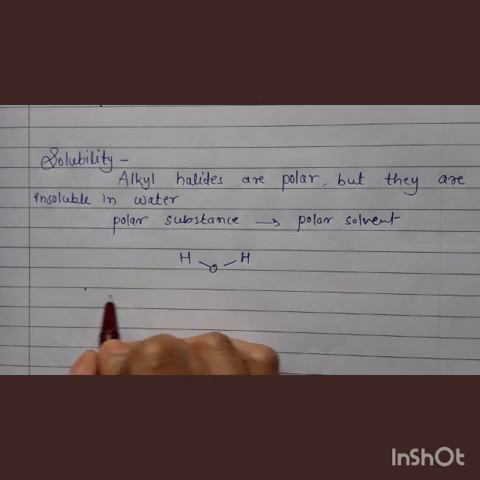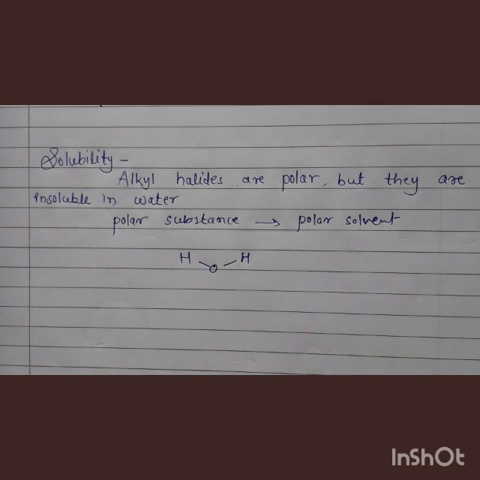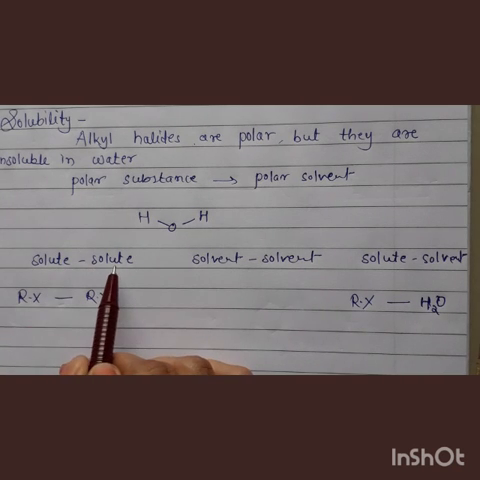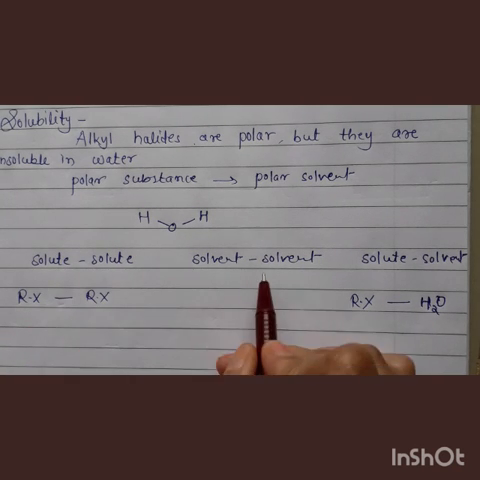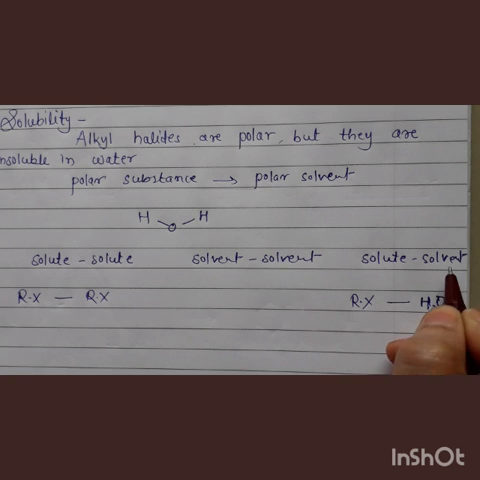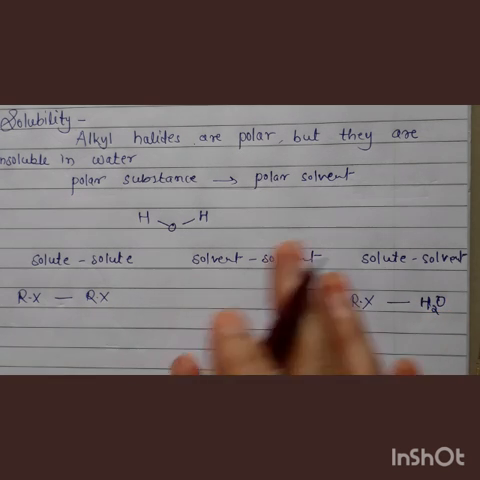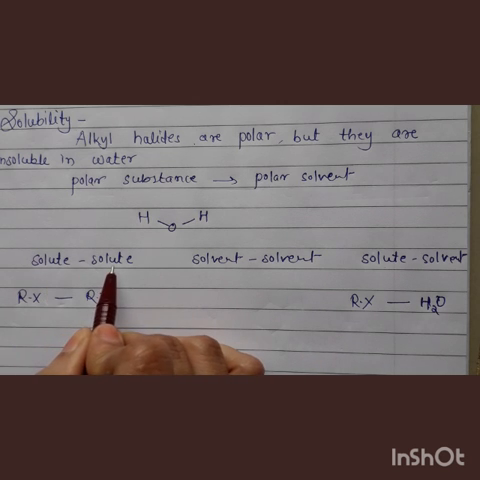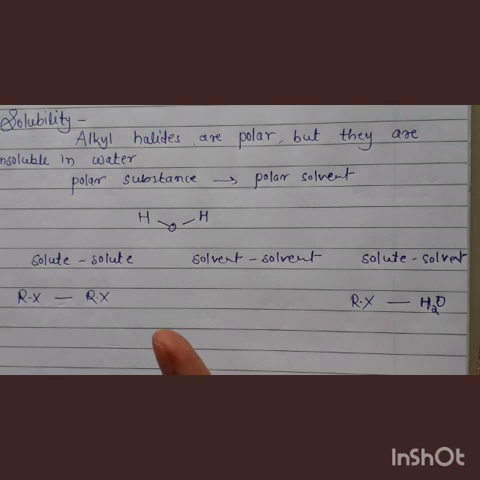When we dissolve any substance in water or any solvent, there are 3 kinds of interactions: solute-solute interaction or attraction, solvent-solvent attraction or interaction, and solute-solvent interaction or attraction. When the solute-solvent interaction is greater, only then is that solute readily soluble in that solvent. When the solute-solute and solvent-solvent attractions are greater than the last one, it is insoluble or less soluble in that solvent.